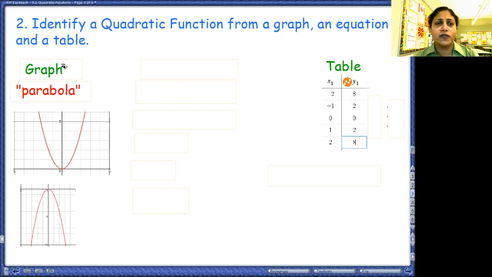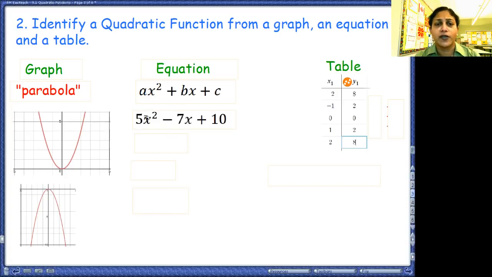The graph of a quadratic function is called a parabola, and it's a U-shaped curve that opens up or down but never sideways. So if you see a parabola, you can tell that that is a representation of a quadratic function. As far as looking at the equation is concerned, if you see the standard form, then you know it's quadratic, or if the exponent of the x is 2.